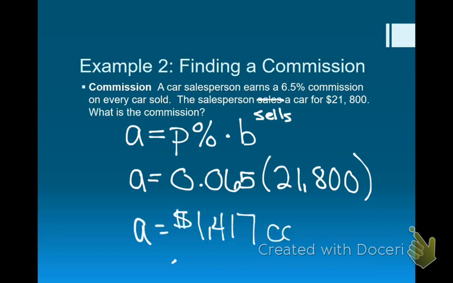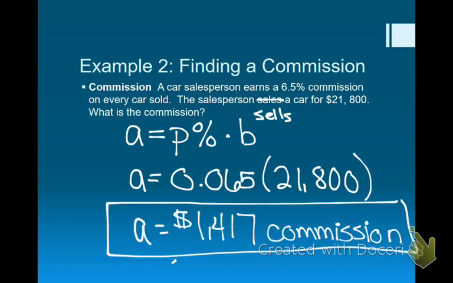$1,417. Okay, now their commissions aren't that high. They wouldn't make that much money on one car, but they do make a decent amount of money. Imagine if you sold, I don't know, 5 cars a week and you made $500 for every car you sell. You made $2,500 in a week. That's not bad money. That's pretty good money. So anyway, just a little application problem.